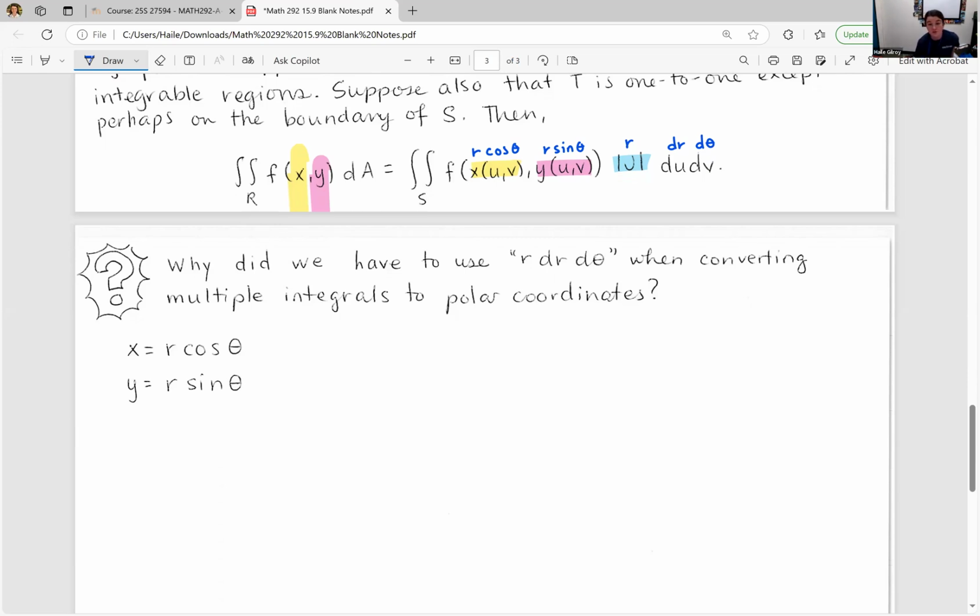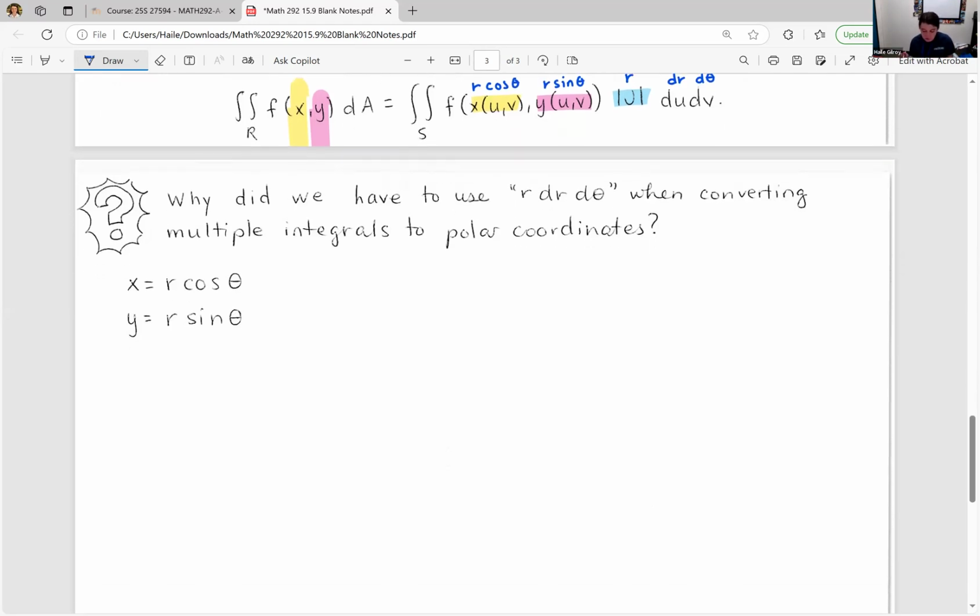So I'm going to show you the Jacobian for polar coordinates. However, something cool to do on your own would be to repeat the process with spherical coordinates, find the Jacobian of spherical coordinates, and see if you get that special integrating factor rho squared sine of phi. I bet you do, because it's the same thing, which is pretty cool. All right, so why did we have to use r dr d theta when converting multiple integrals to polar coordinates?